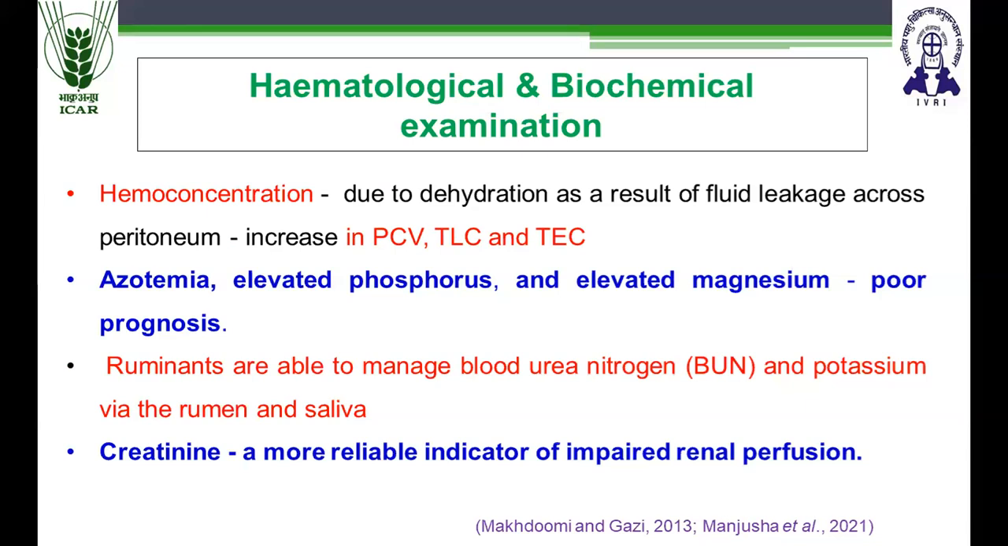Ruminants are able to manage blood urea nitrogen and potassium through manure as well as saliva. So in ruminants, creatinine is a more reliable indicator of impaired renal perfusion compared to BUN.